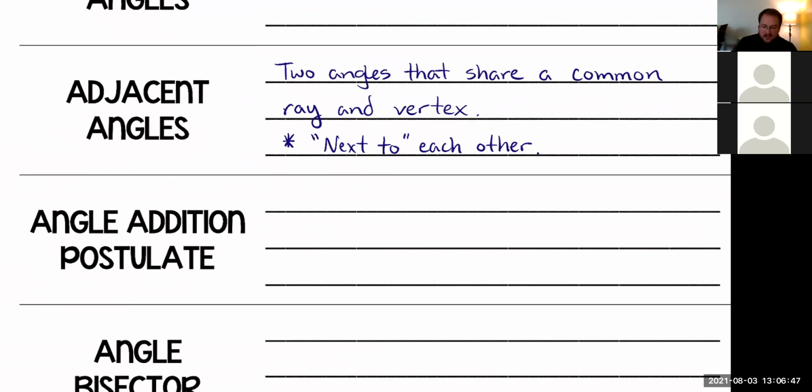Next one on our list, again, it sounds far fancier than what it's saying, but it kind of makes sense when you sit back and think about it. Very similar to the segment addition postulate we wrote down yesterday. The angle addition postulate basically says that if you have two adjacent angles side by side, the sum of their measures equals the greater measure, so to speak. In other words, the sum of the parts equals the whole.